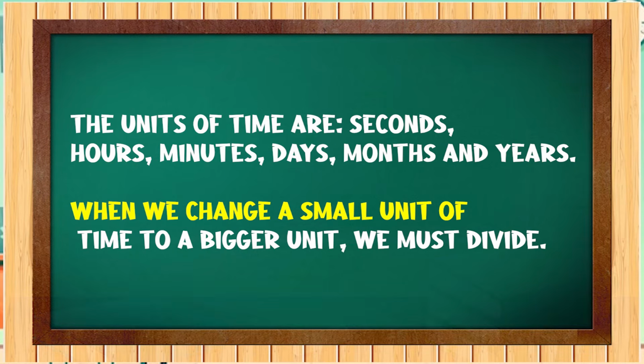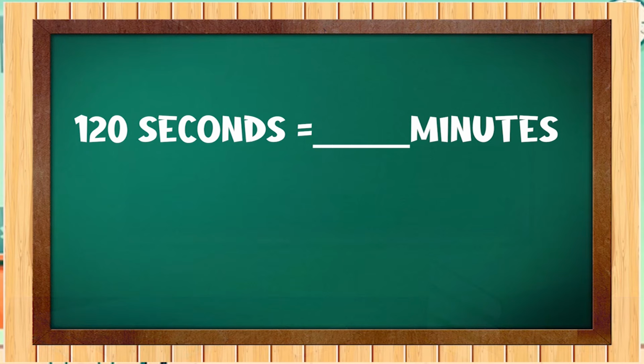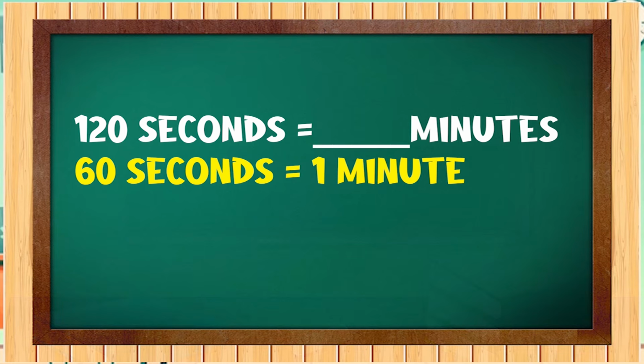When we are asked to change a small unit of time to a bigger unit of time, we must divide. For example, suppose we're asked to convert 120 seconds to minutes. In fact, they're asking us to convert a small unit of time to a bigger unit of time. Therefore, we divide. To do this, we must first remember that 60 seconds equal 1 minute. Now, if you remember that 60 seconds equal to 1 minute, it's easier for you to divide and to find the answer.